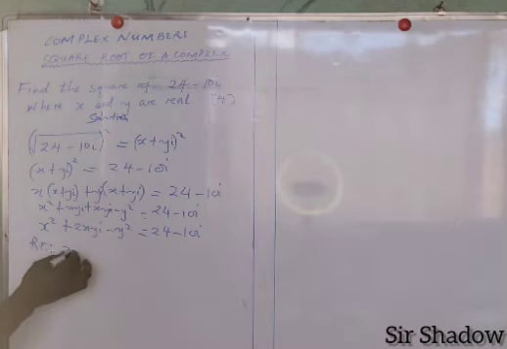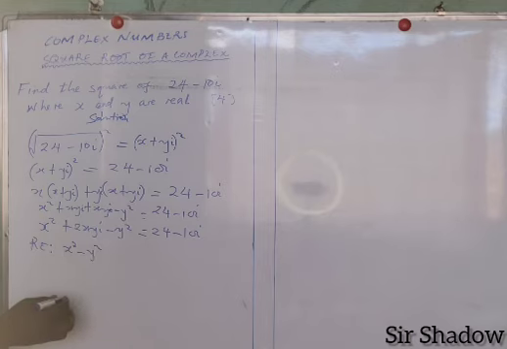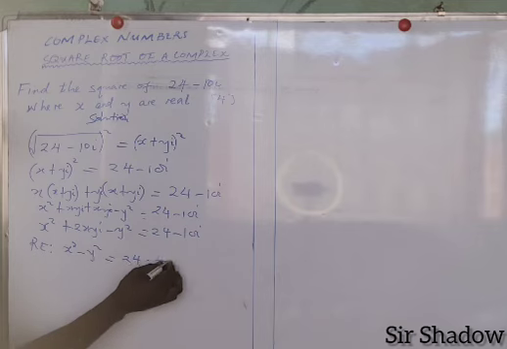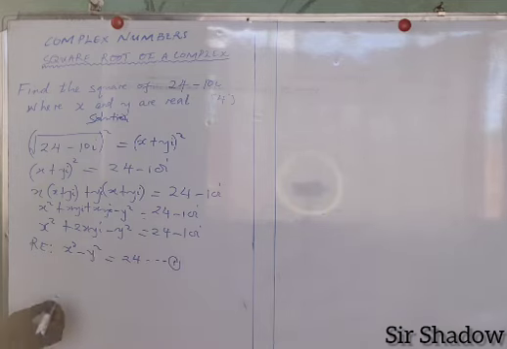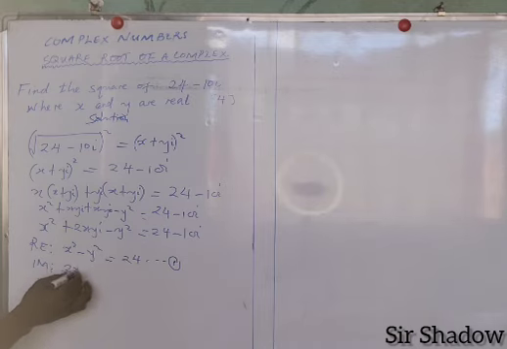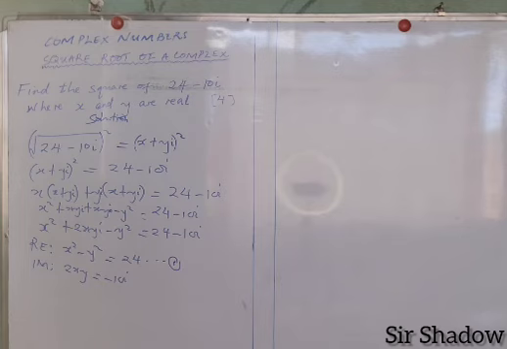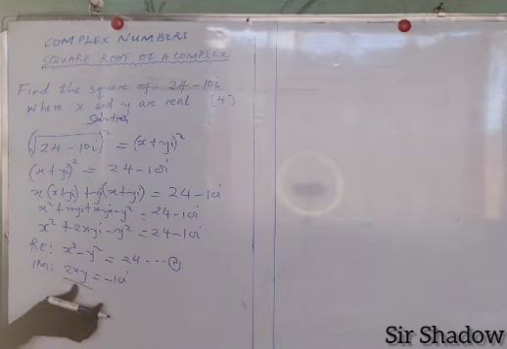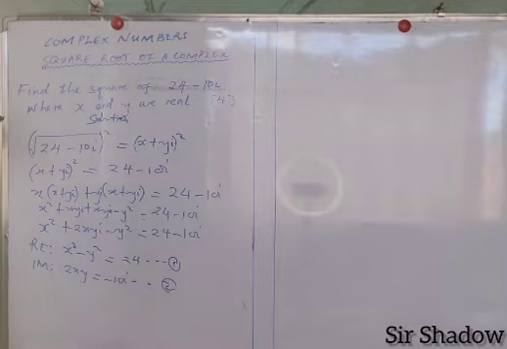In the real part, we have x squared minus y squared, which should be equal to 24. Let's name this equation number 1. Now let's select the imaginary part. In the imaginary part, we have 2xy is equal to minus 10i. Let's make x the subject of the formula by dividing by 2. Let's name this equation number 2.